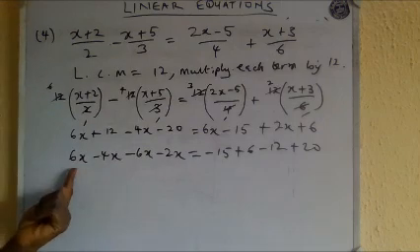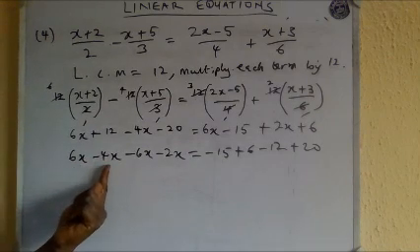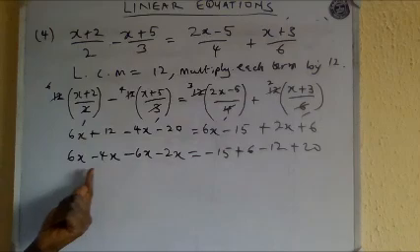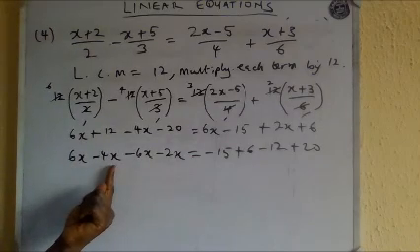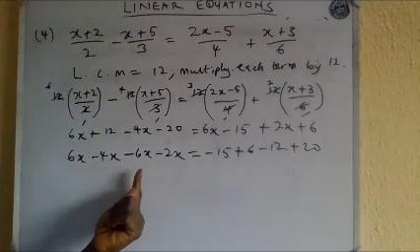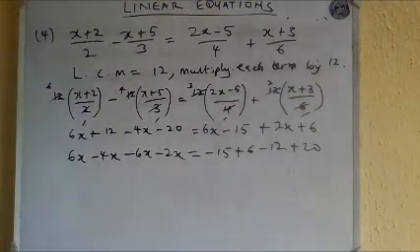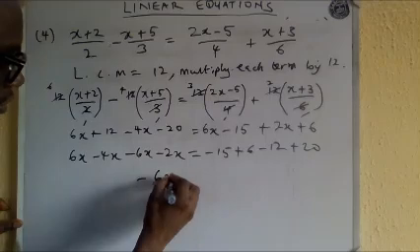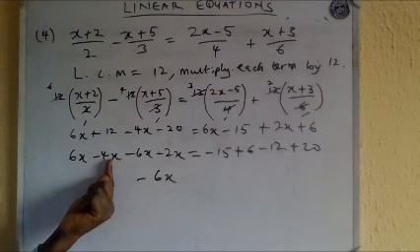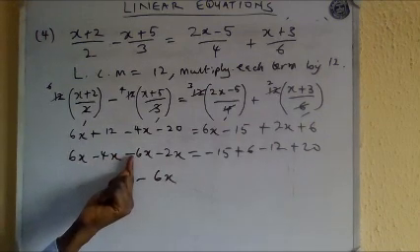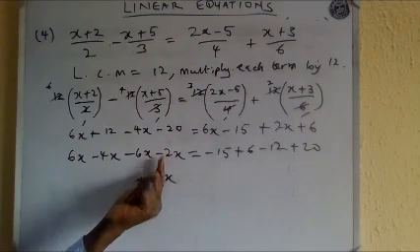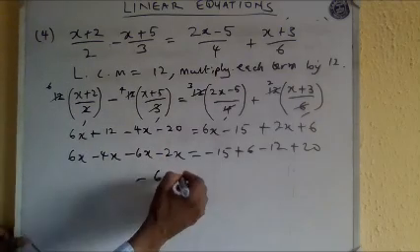6x minus 4x is minus 2x. Sorry, no, not minus 2x. Sorry, I start again. 6x minus 4x is 2x. 2x minus 6x is minus 4x. Minus 4x minus 2x becomes minus 6x. If I'm too fast, I take it again. 6x minus 4x becomes 2x. 2x minus 6x becomes minus 4x. Minus 4x minus 2x becomes minus 6x. So I'm done with the left-hand side.